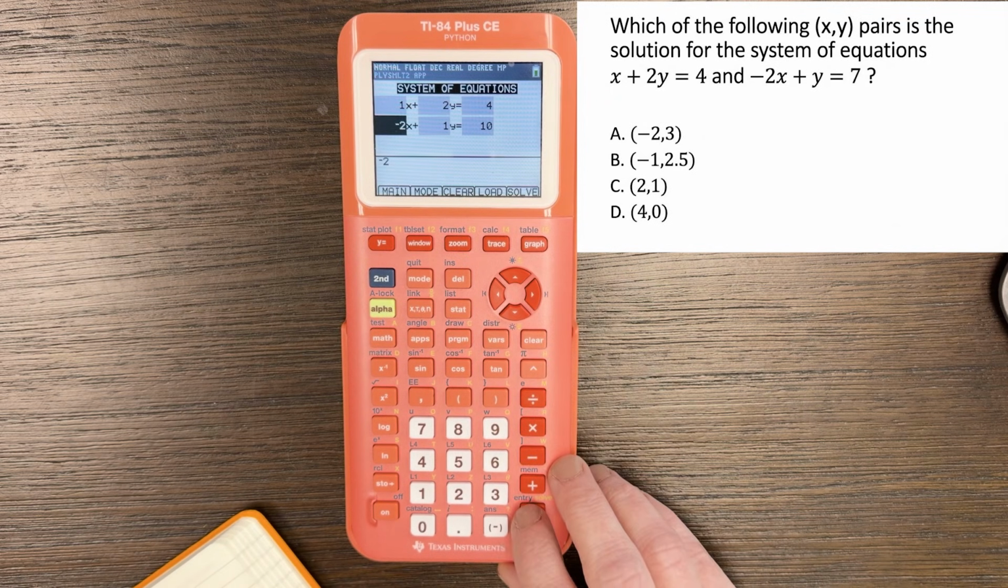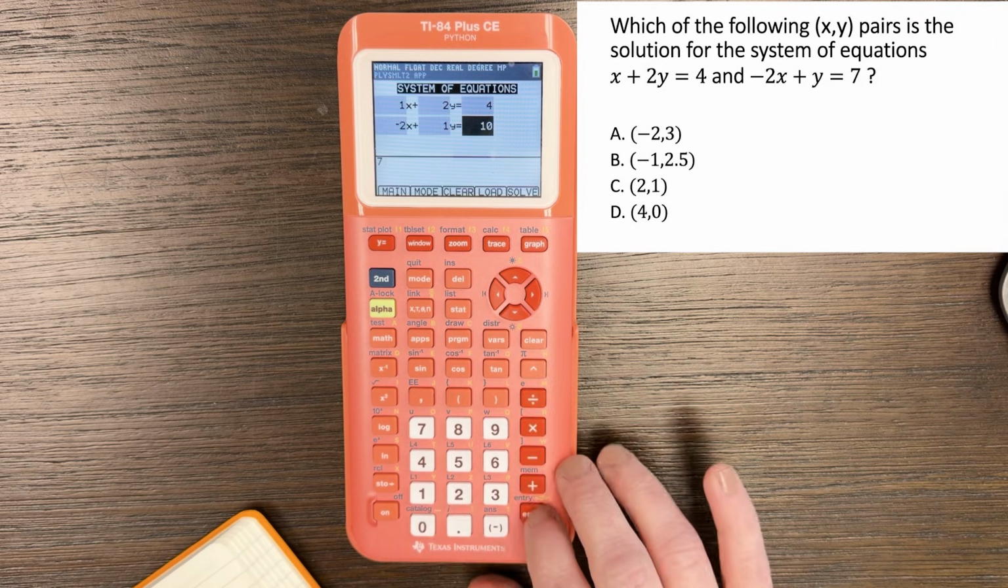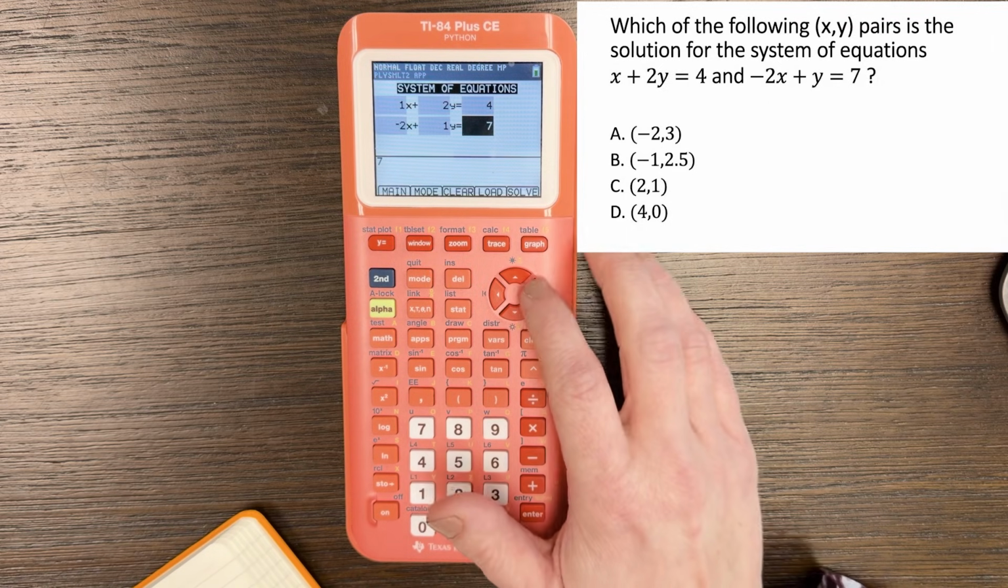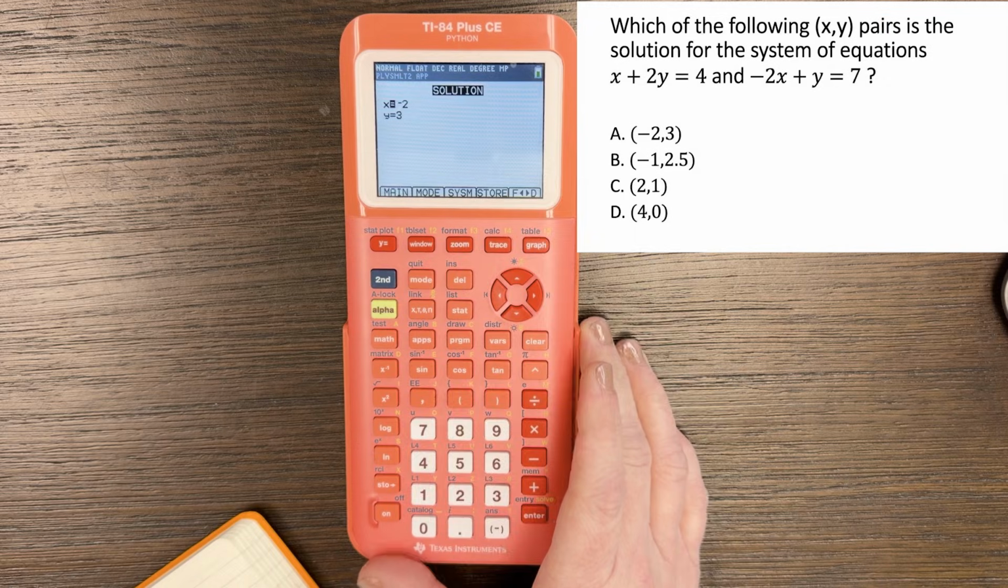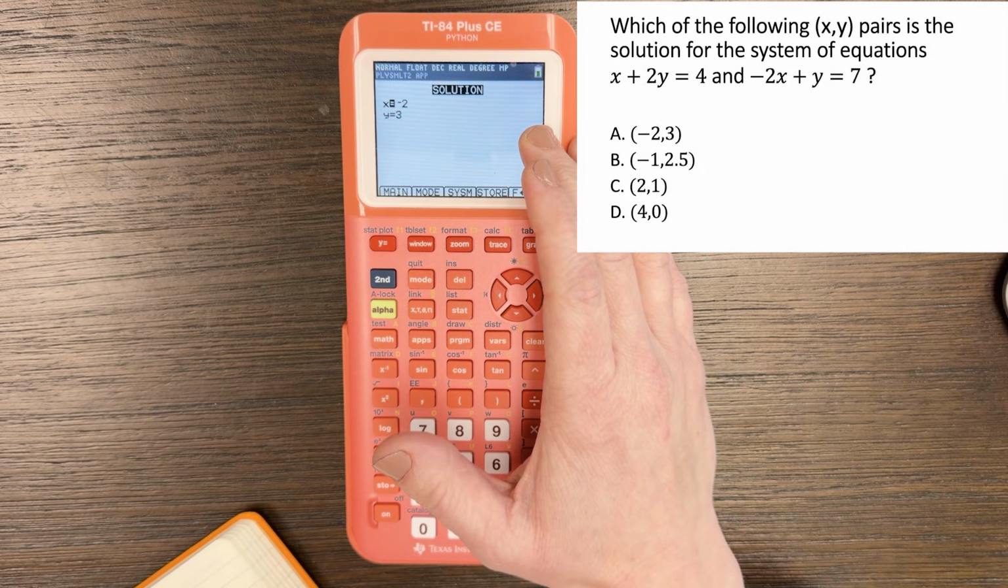And for the second equation, you got your negative 2x. You hit enter to get to your y, and then this is going to equal 7. Once that is all loaded, you just click solve. So what pops up is the solution, and now you know the answer is A.